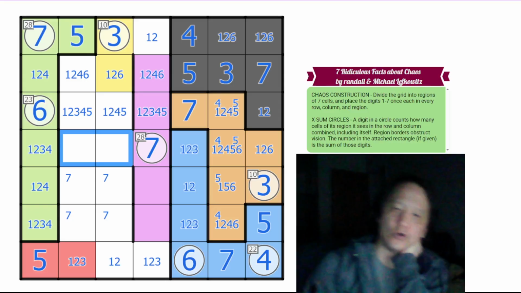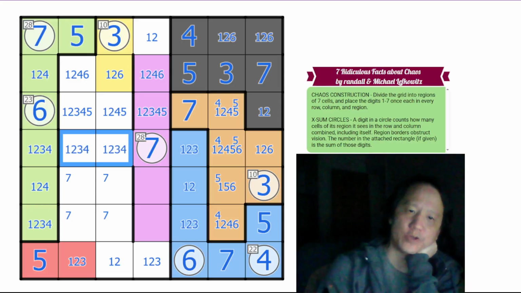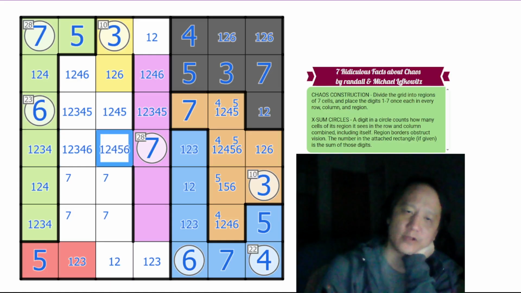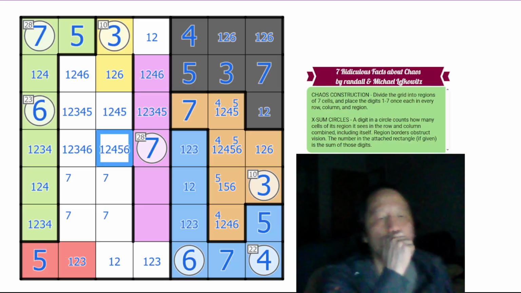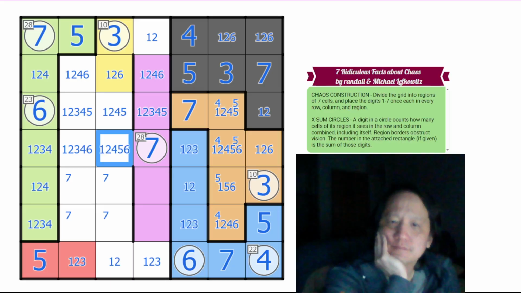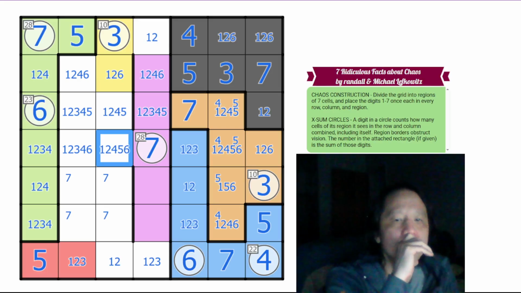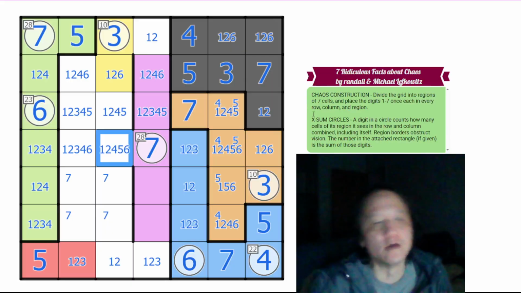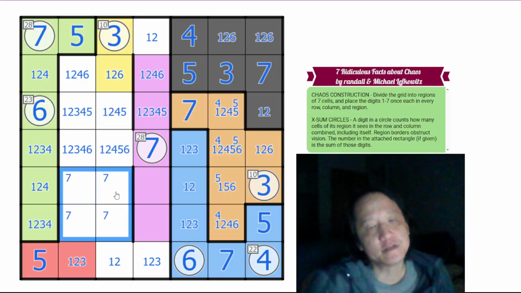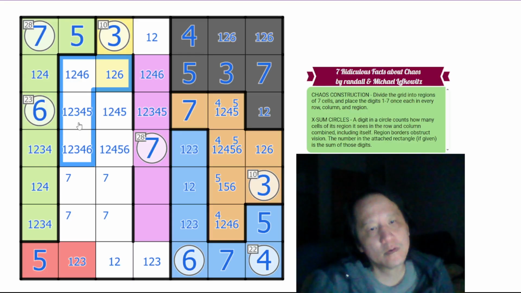Remaining digits in row 4: 1 through 6. This can't be 5. This can't be 3 because of the 5 and 3 in the column. Yellow must get access to one of these 7s here. And it can't. 1, 2, 3, 4, 5, 6.